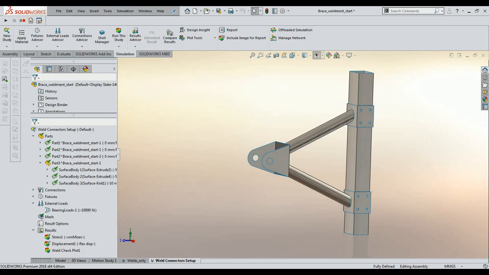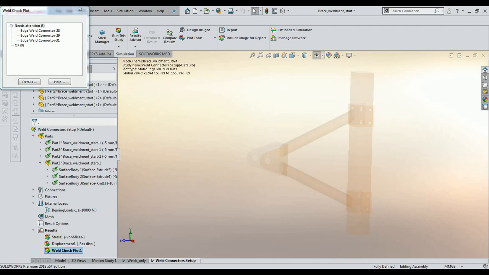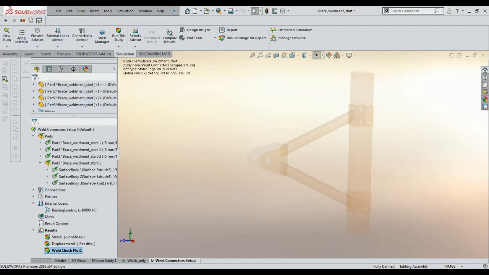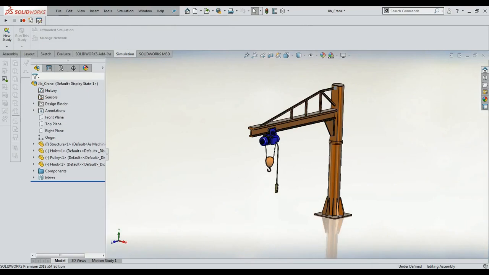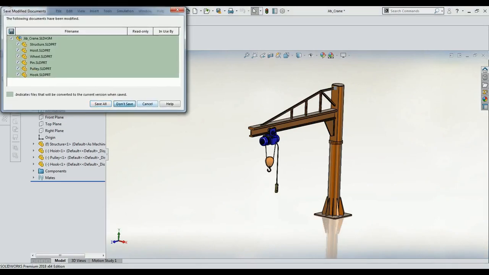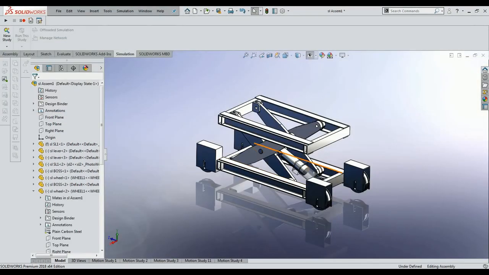So here the results will be okay, and if any attention is needed, SolidWorks Simulation automatically suggests it, so that we can concentrate on the area where we require the thickness or the material we need.